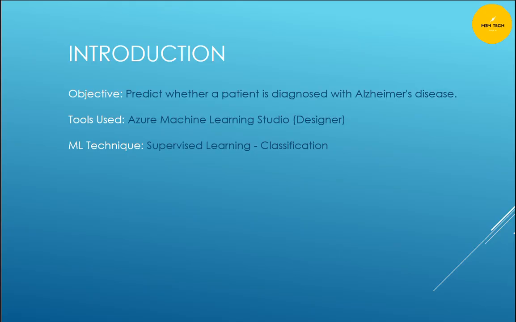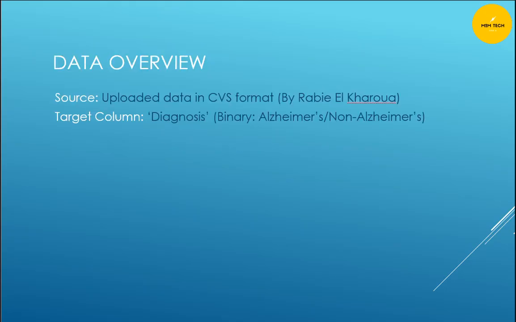The ML technique that I am using here is supervised learning, and in supervised learning, I am using the classification module. I've acquired data from Kaggle, uploaded by Rabi Al Farouk. And the target column here is diagnosis, which will tell us whether the final result is Alzheimer's or not in a patient.